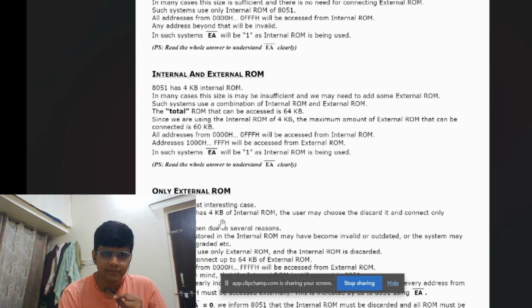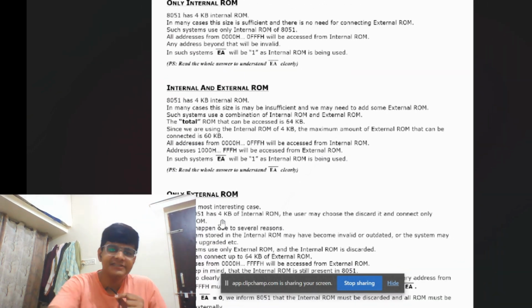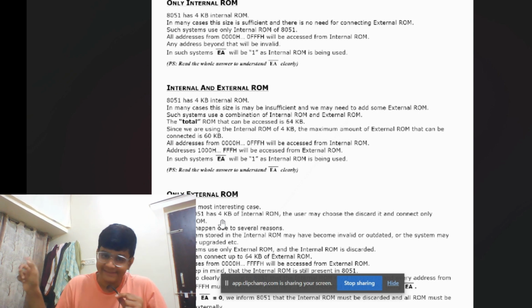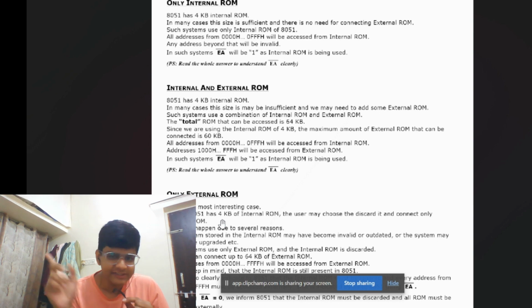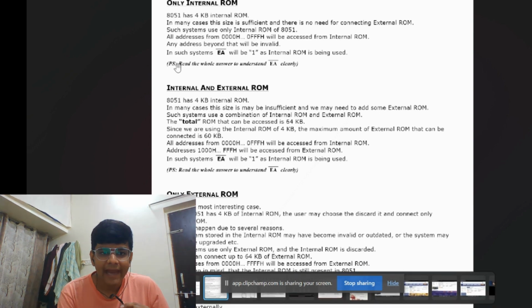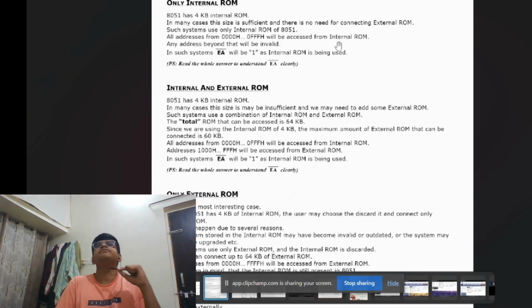Here we can clearly see that 8051 has 4 KB of internal ROM. I have already told you. You can clearly read all addresses from 000H to 0FFFH. It is due to 2 raised to power 12, which is 4096 locations. Sorry for the mistake, locations, not bits. Any addresses beyond that will be invalid.